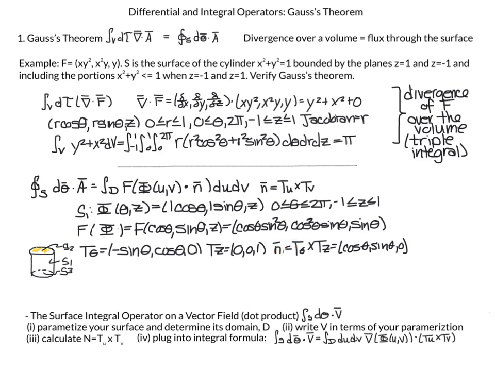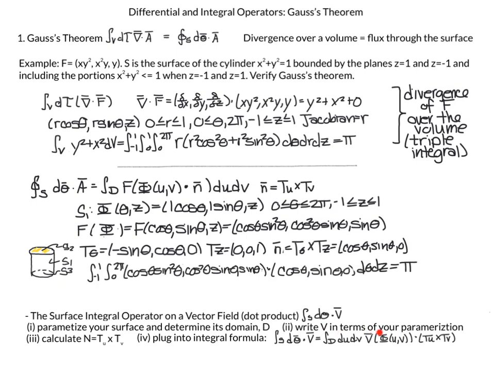And then I cross t theta with tz, and I get my normal vector, which I'll let you do the cross product, but that will give you cosine theta, sine theta, and 0. And finally, I'm ready to set up into my formula. I have my double integral, so where's my parameterization? Z is going from -1 to 1, that's dz. Theta is going from 0 to 2 pi, that's d theta.